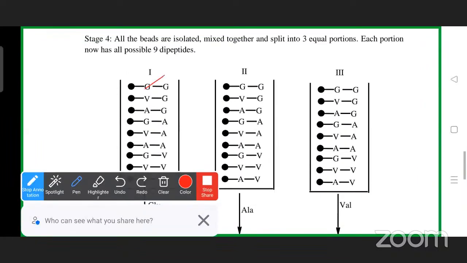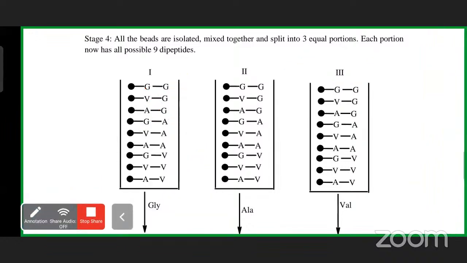So glycine, glycine, valine, glycine, alanine, glycine, glycine, alanine. So all are different only, right? All are different only. Here also same thing, right? All are different, but no two products are same in each reaction vessel here. Okay, so this is the mixed synthesis, right?